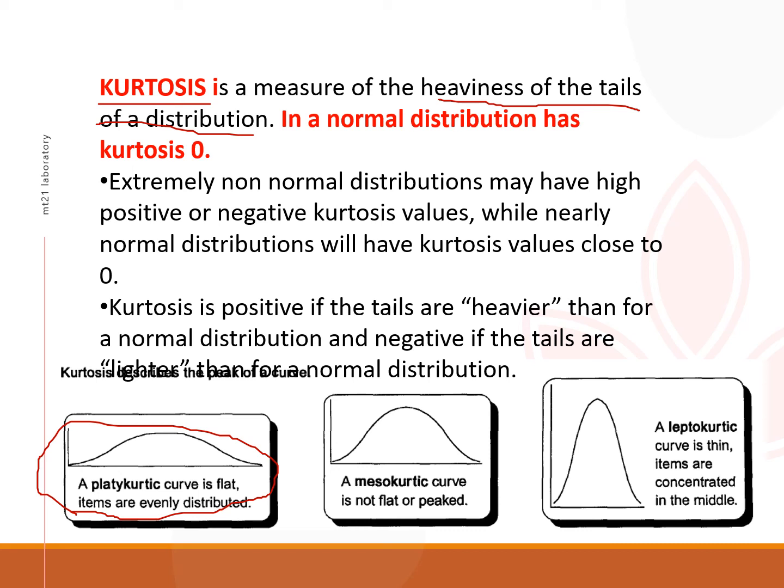Okay, and also kurtosis, like your skewness, has positive and negative results. If kurtosis is positive, the tails are heavier than the normal distribution. And if negative, the tails are lighter than for a normal distribution.